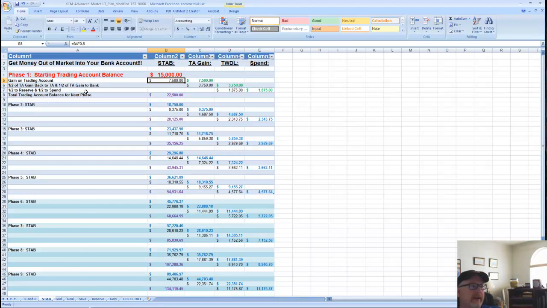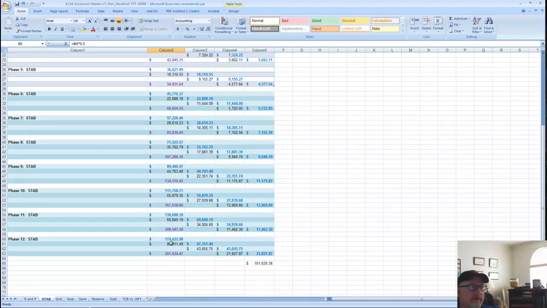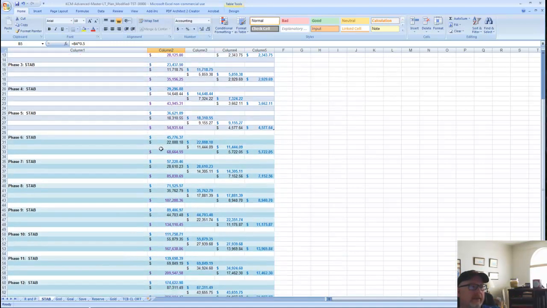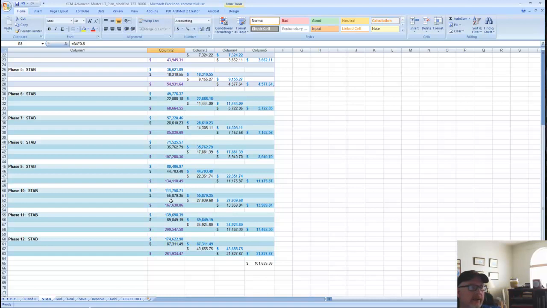So 1/2 of TA gain to bank, 1/2 to reserve, 1/2 to spend. Total trading account balance to next phase. So what you need to do is figure out this is your starting 50,000 account. If we take it up to 12 times, starting at 15,000, this is the STAB, right? 174 going to 261. So basically you'd be sitting at about 45,000 higher right there. It'd be about 300,000, and so on a 12 STAB going up through here.